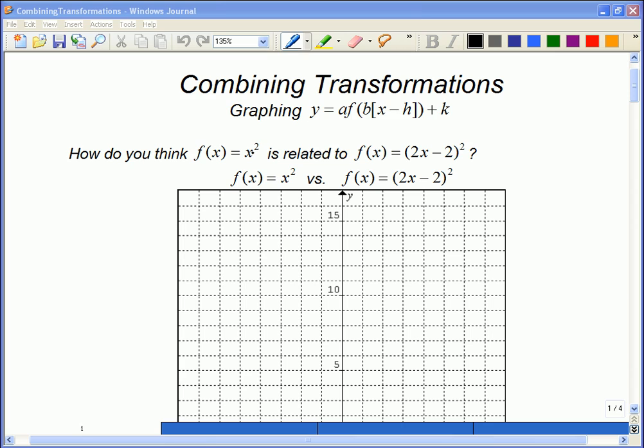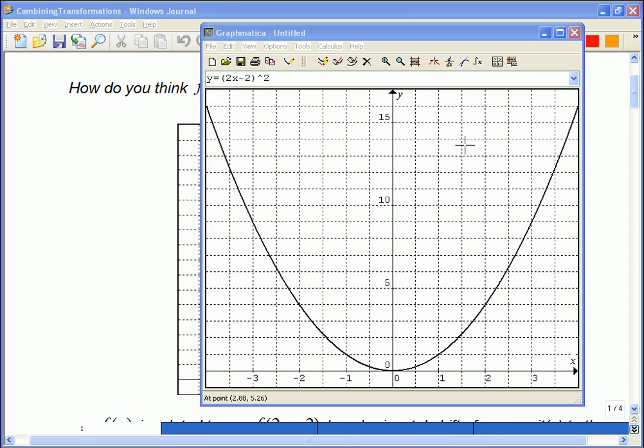I'm going to compare x squared and this (2x - 2) squared. What I want you to think about is that there are two transformations in there, right? I'm playing around with x, like 2 times x, and I'm also doing a minus 2. So think about what you would guess is going to happen. You don't have to say it, but think about your prediction, okay? And then we're going to see what happens when we actually graph it.